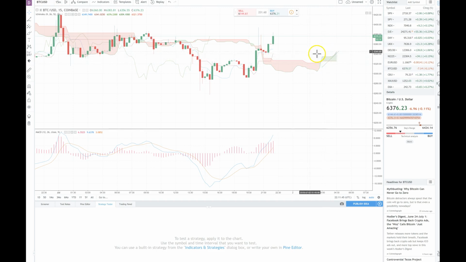It's showing a lot of momentum for the bulls right now. As you can see here, it broke the cloud. Leading span A is showing above leading span B, which is great. That's an indication that there's going to be a move forward. The MACD is also saying the exact same thing.